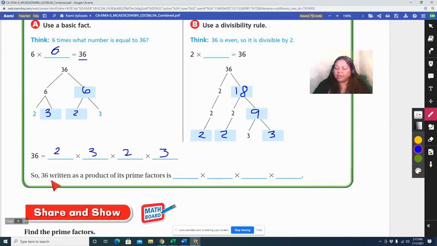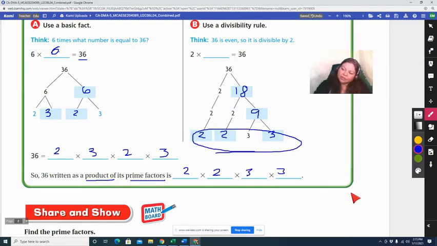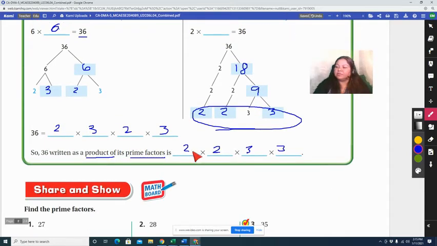When a question is asking you to write a number as a product, that means as we're multiplying its prime factors, then what it means is that we're writing all the prime numbers: 2 times 2 times 3 times 3. Basically, it's just this bottom row. And so the answer is 2 times 2 times 3 times 3.